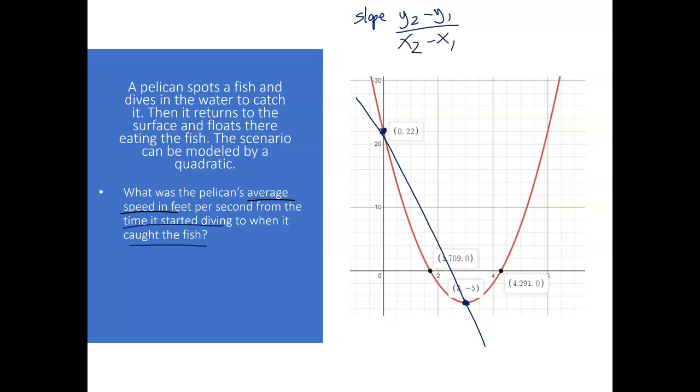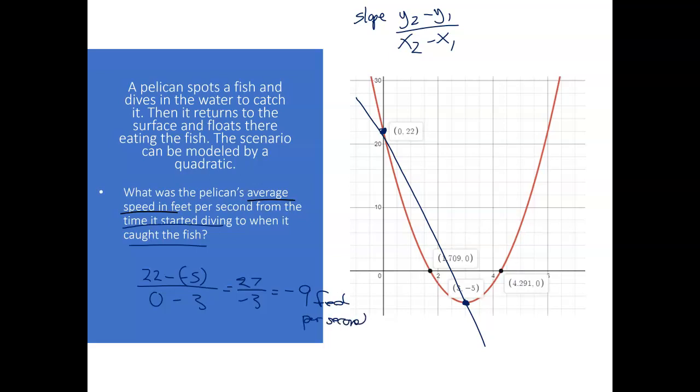Okay, so y2, and y1 would be, and then x2 and x1. So 27. Good. So my average rate of change for that interval is 9 feet per second.